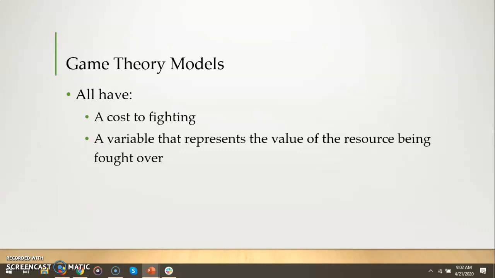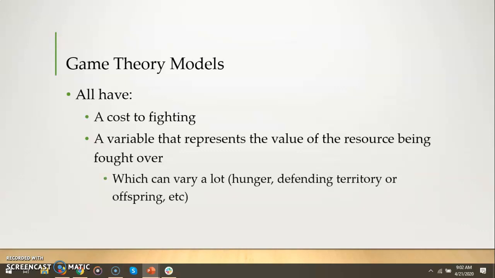Remember, aggression can basically take place for all sorts of things. It can take place over resources that are food, shelter, mates, whatever. There's all sorts of resources. So this can vary, even within something like food. The value of a particular food item might vary as to how hungry the individual is, or how common the food items are, or any of a number of other things, defending territory, defending offspring, the value of fighting versus fleeing. There are all sorts of variables here.